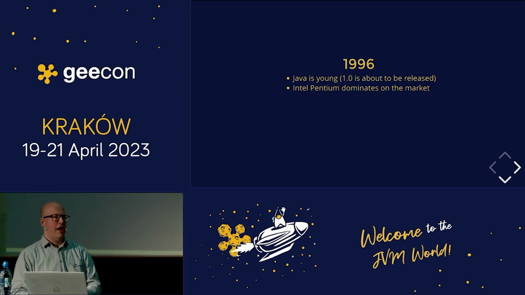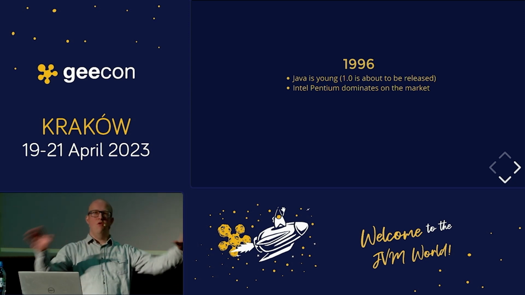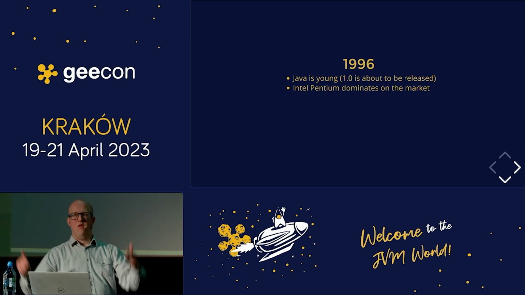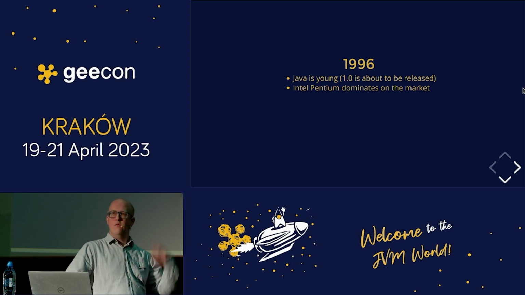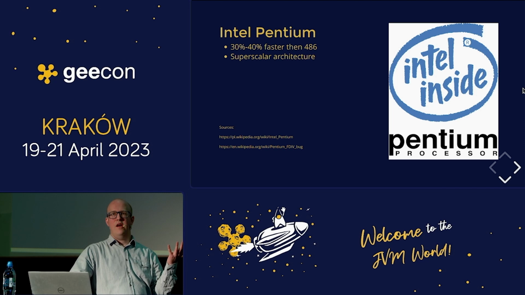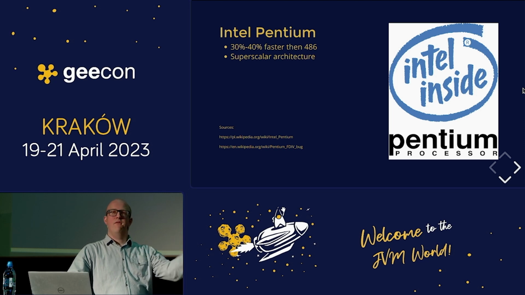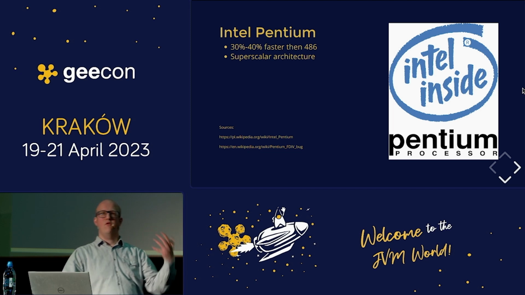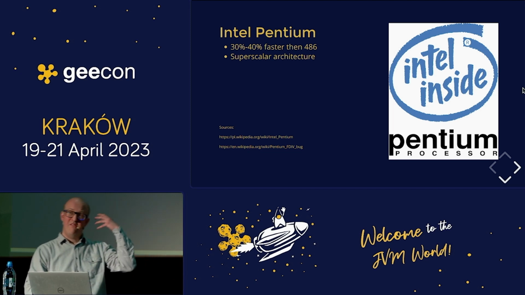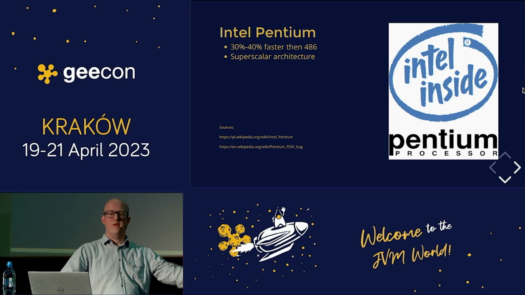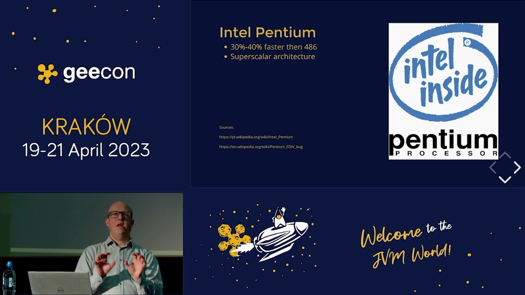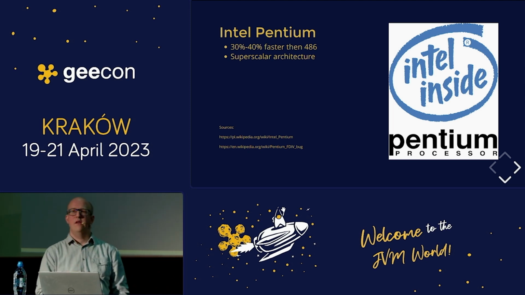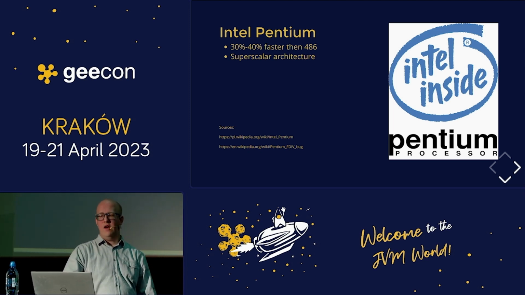At the same time, in our PCs at home, the Intel Pentium is dominating the market. What is Intel Pentium? Intel Pentium is a successor of the 486, the CPU which revolutionized personal computing. It's faster than this, thanks to its superscalar architecture. Superscalar architecture means that you can process many paths of the code together. And this is what makes the Pentium faster.